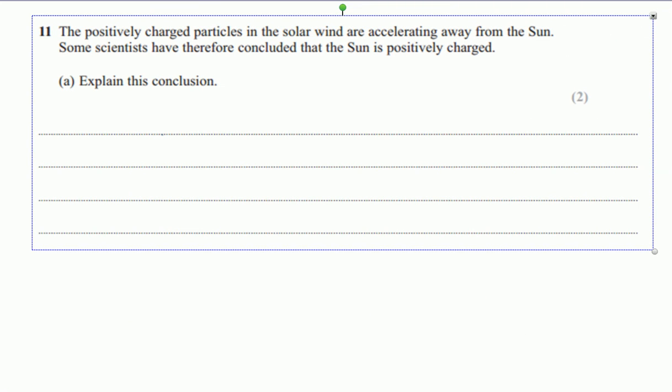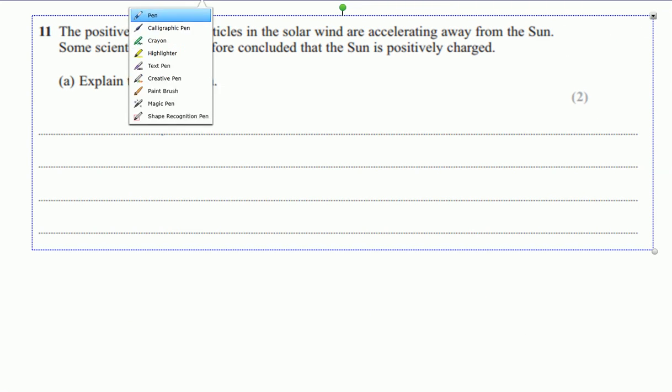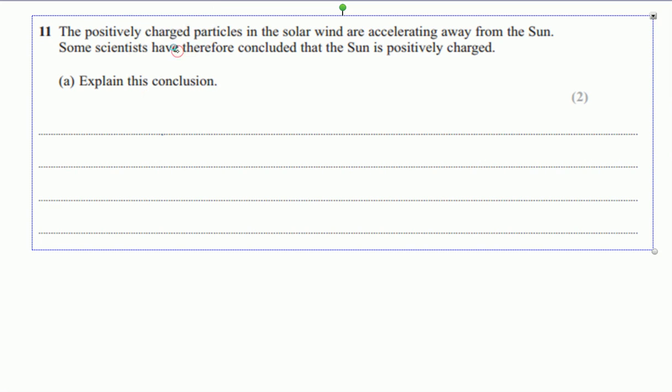So we've got the positively charged particles in the solar wind accelerating away from the sun. Some scientists have therefore concluded that the sun is positively charged. Explain this conclusion. What's going on in this question? Why is this happening?